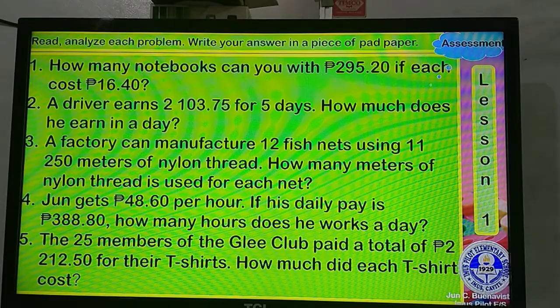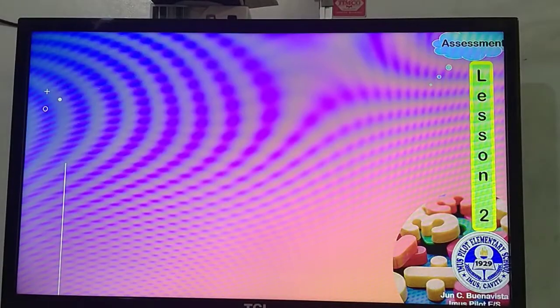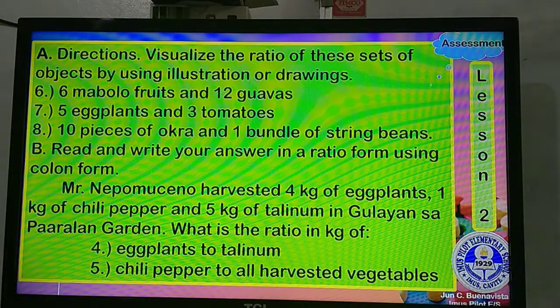For lesson number 2, it's very easy. Direction: visualize the ratio of these sets of objects by using illustrations or drawings. So you are going to draw. Number 6: draw 6 mabolo fruits and 12 guavas.